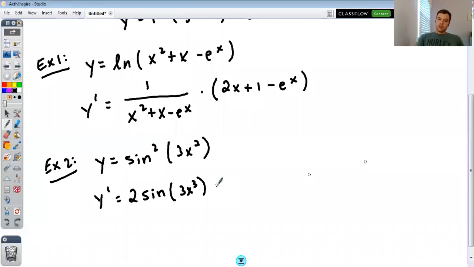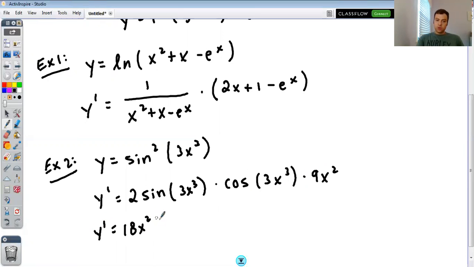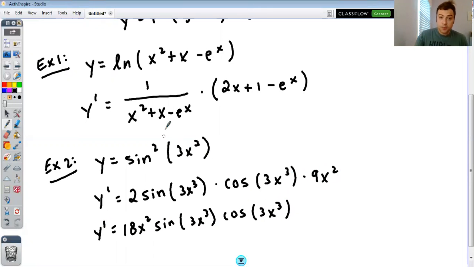Now, if we go inside, our next function will be sine of 3x cubed. So we take the derivative of sine, that's cosine. And then I finish it all off by taking the derivative of 3x cubed, which is 9x squared. So putting this all together, we have 18x squared sine of 3x cubed times cosine of 3x cubed. That's it. Very, very straightforward. Hopefully, as you're watching this, you're going, oh, it's so easy. But when you learned how to do this the first time, it probably didn't feel that way.